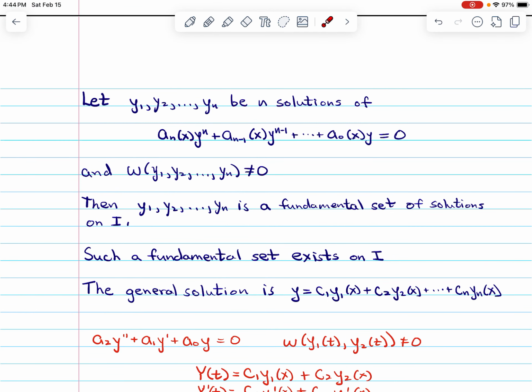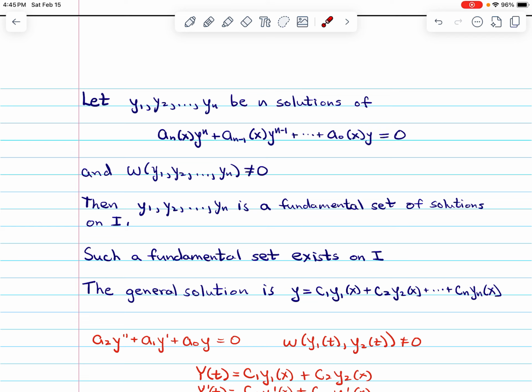Now, for a differential equation like this, that set of solutions exists. And we take that fundamental set of solutions and we make a general solution out of it. This is the general solution. Okay? We just take each solution and put a constant in front. So for y1, it's c1 y1, plus c2 y2, all the way out to c sub n y sub n. And we say that's the general solution.